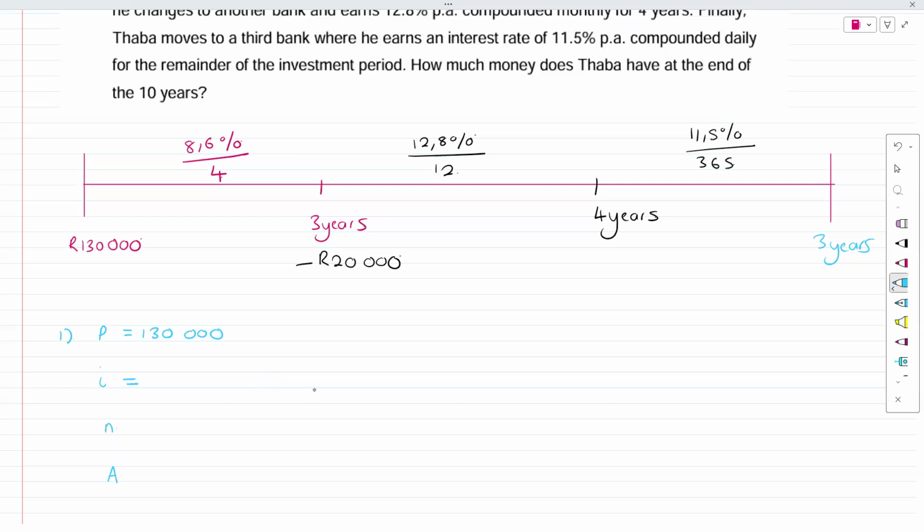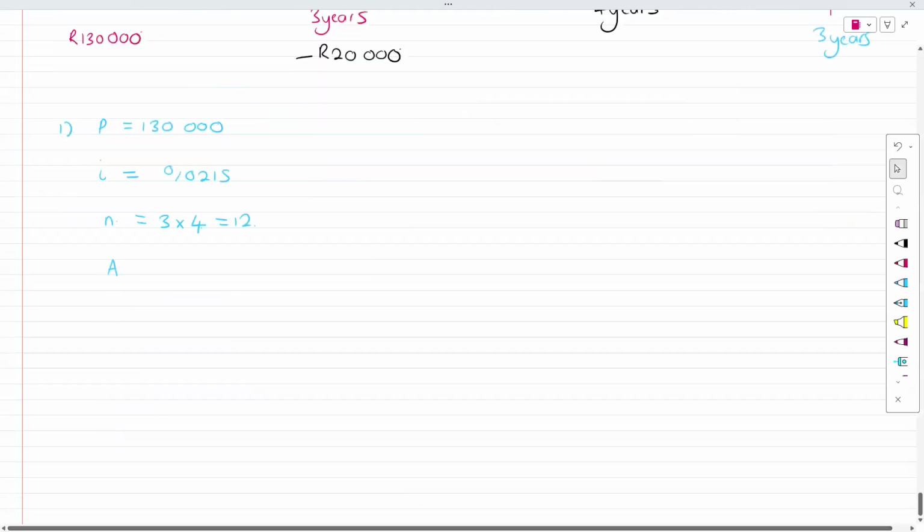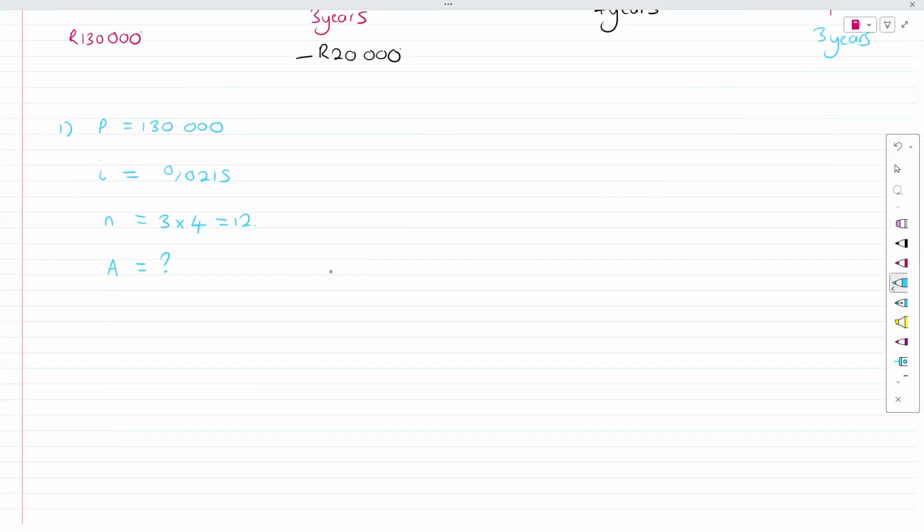I would be, let's sort this out, 8.6% divided by 4. And that should be 0.0215. Basically, I just did this and I got 0.0215. N would be 3 years. Do not forget that it's compounded quarterly. So that's 12. I think, guys, let me put the 0.0215 here just for learning purposes. And A is unknown.